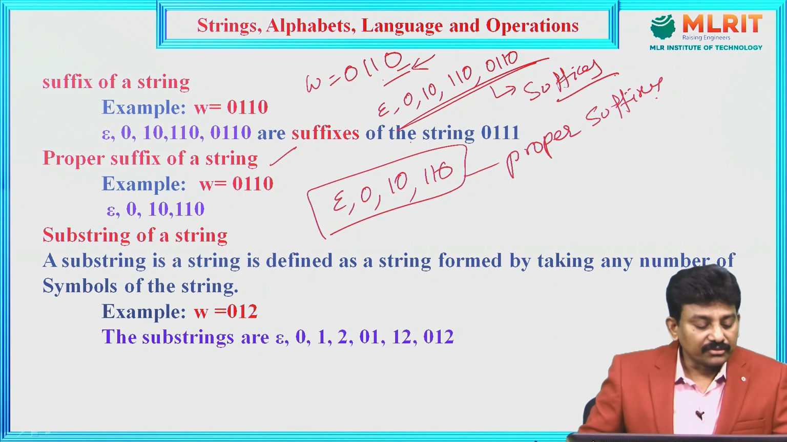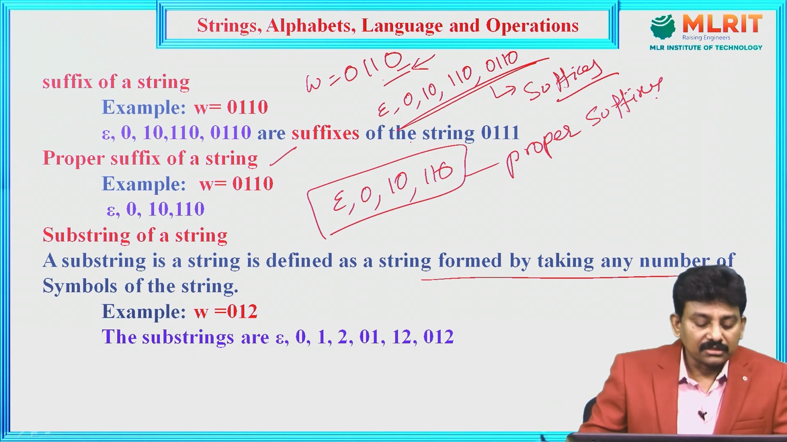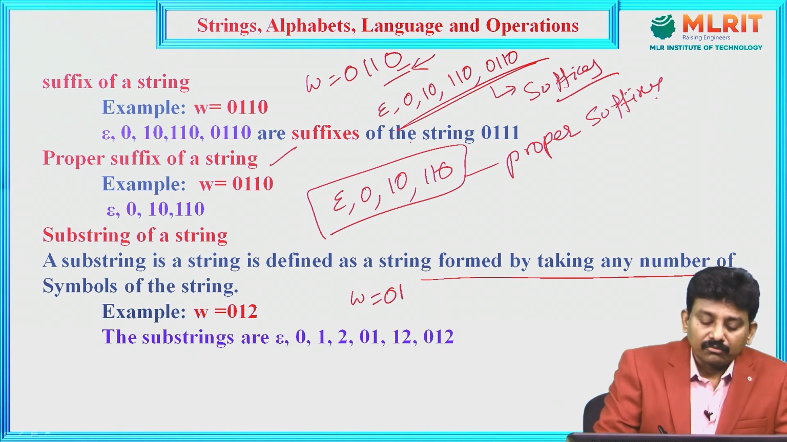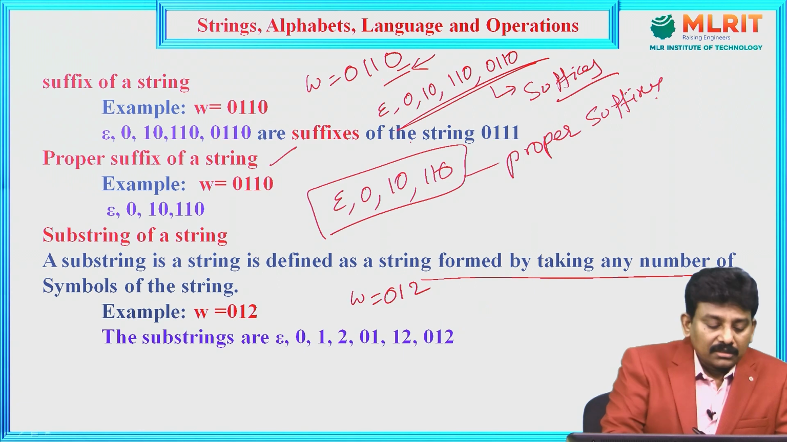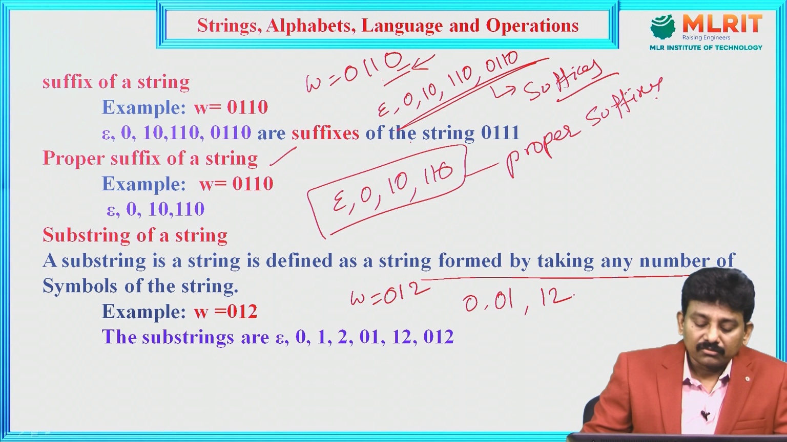Then substring of a string. A substring is defined as a string formed by taking any number of symbols of the string. For example, W is equal to 0, 1, 2. Substrings are parts of the string: 0 is a substring, 0 1 is part of the string 0 1 2, 1 2 is a part of the string, or 0 1 2 is a substring of the string 0 1 2. 1 is also a substring.